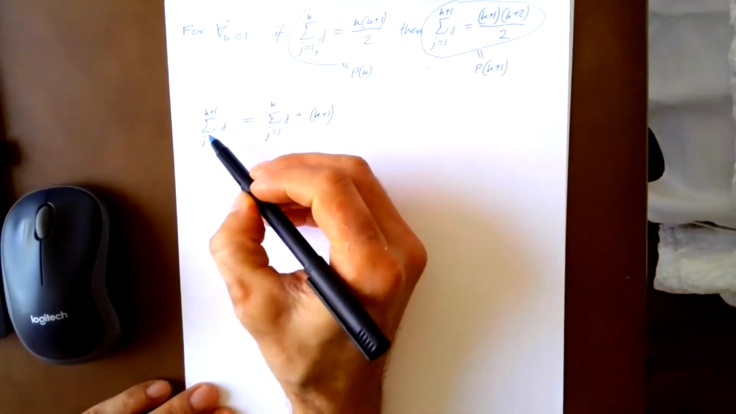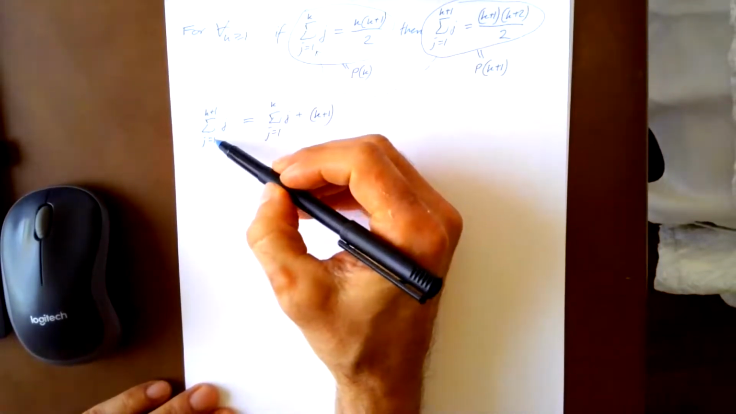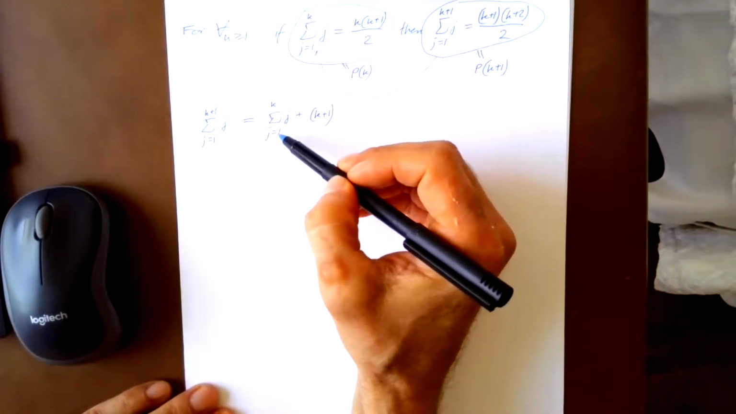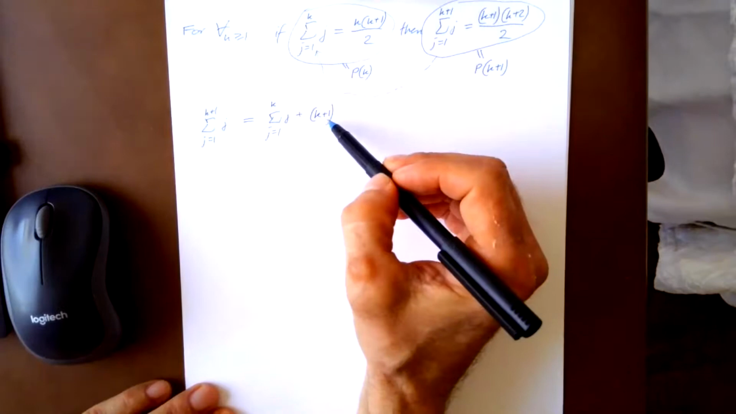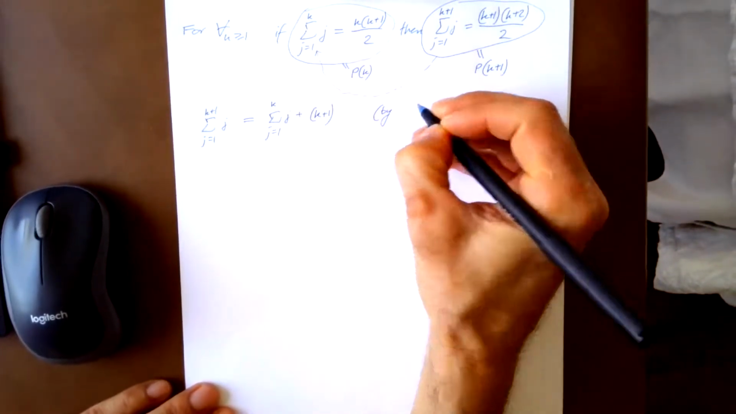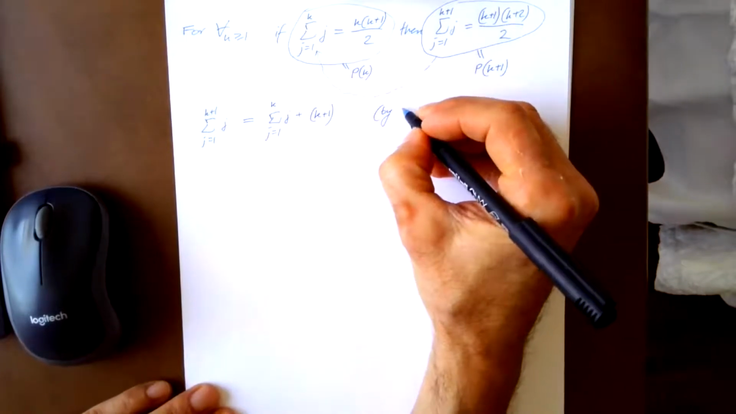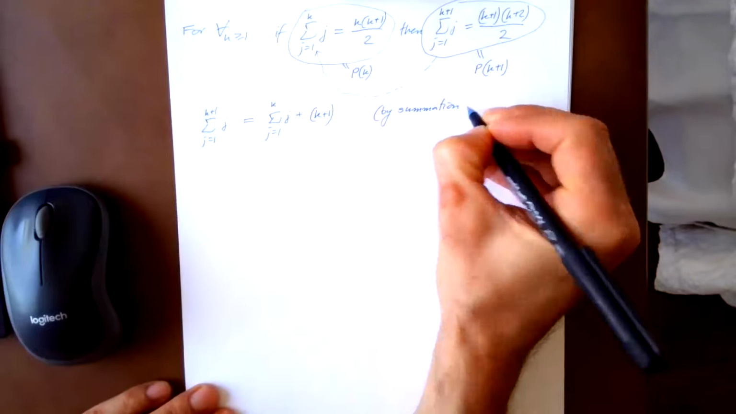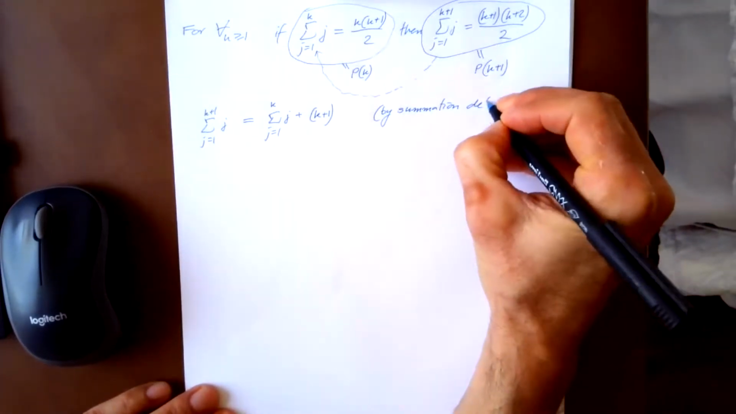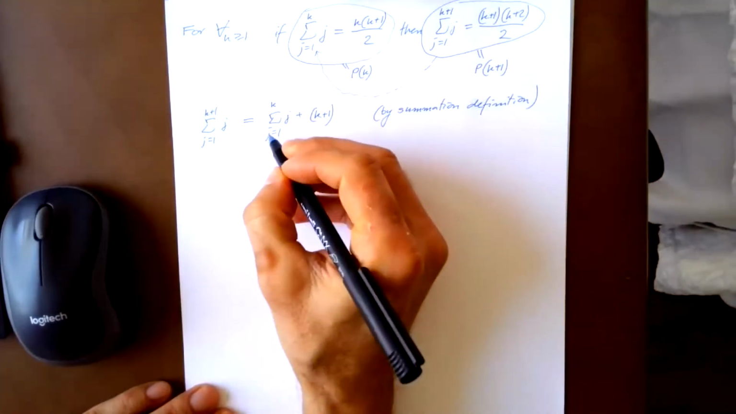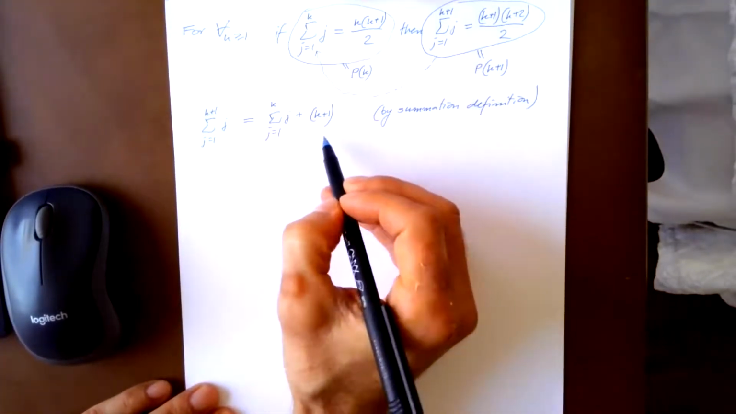Right? So simply speaking, the sum over integers from 1 to k plus 1 is the sum of integers from 1 to k plus the k plus first integer, right? So this is by summation definition. If we know what summation is, then this follows.